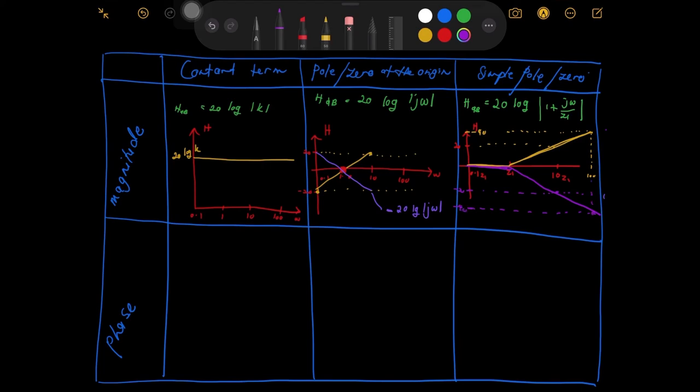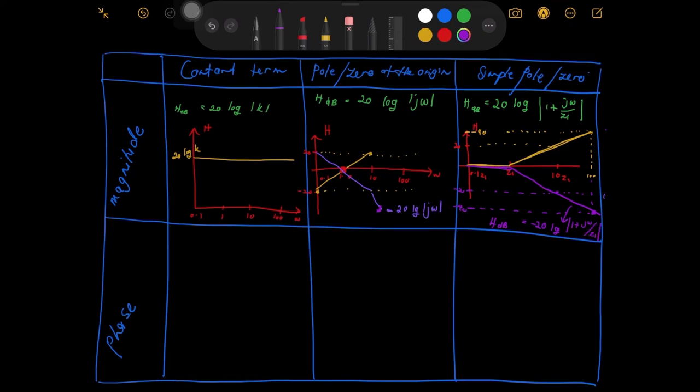Okay, so for this one, the line will be continuous. And then the purple line again will represent the negative representation of the simple pole 0. Just to make it easy to understand, it will be the mirror image of the original signal. Alright, so that's all for the magnitude plot.